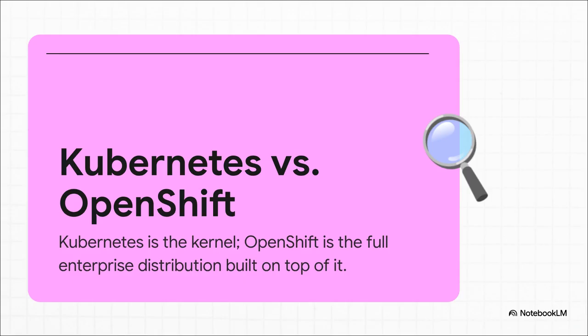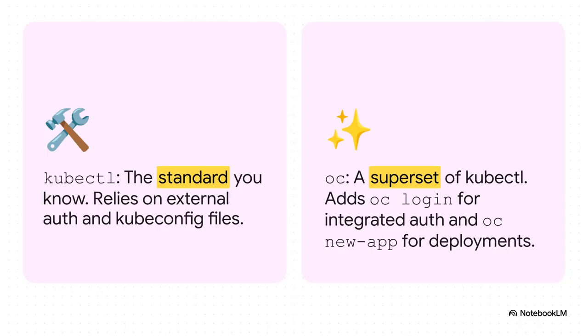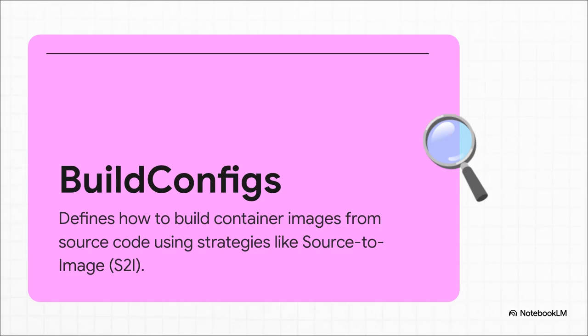So, one of the first places you'll feel this difference is right there on the command line. And here's the good news. All that kubectl muscle memory you've built up, it's still totally valid, because OC is just a superset. But you get these powerful new commands like OC login for handling authentication smoothly, and OC new app, which can build and deploy an app from a Git repo in a single step. It's a real upgrade.